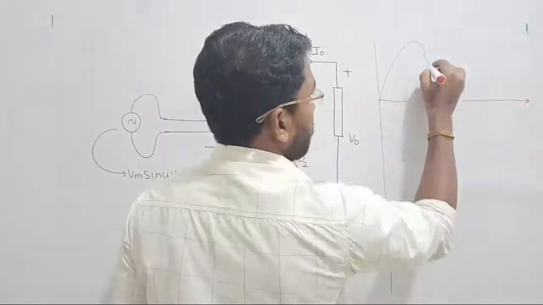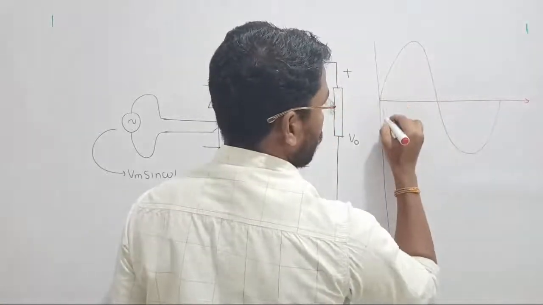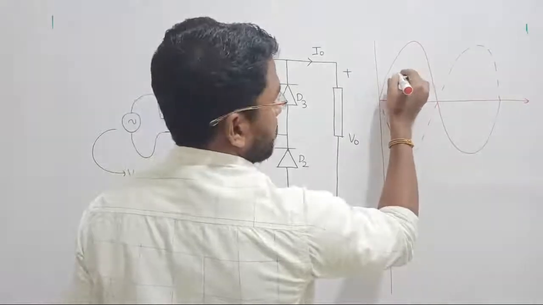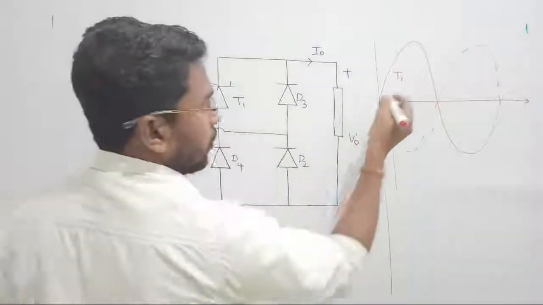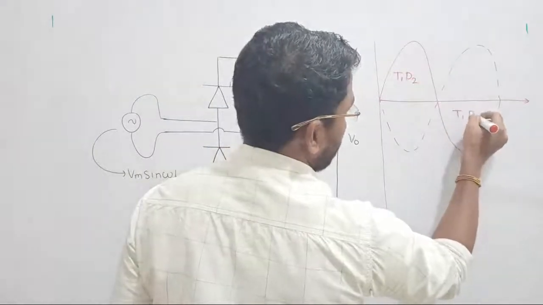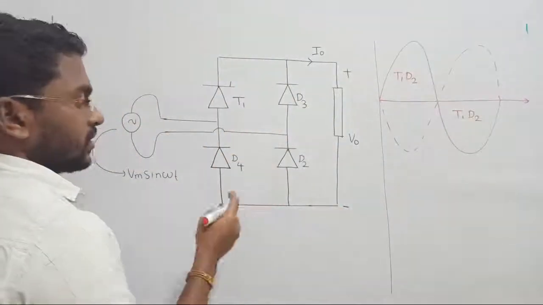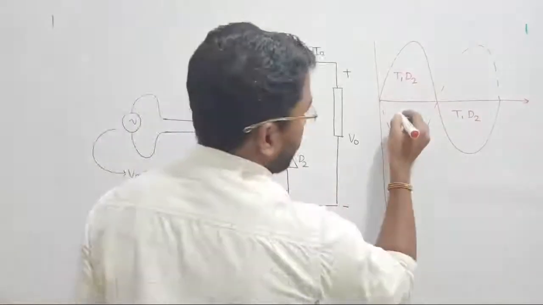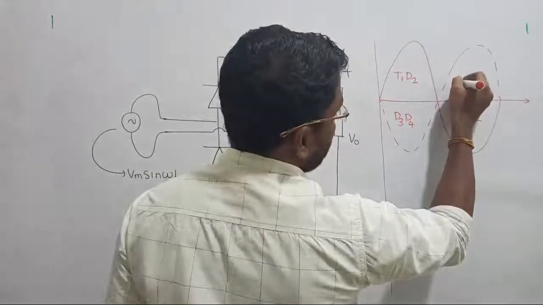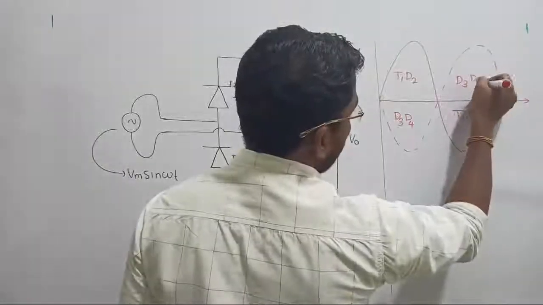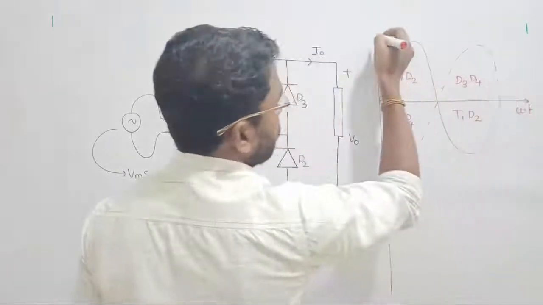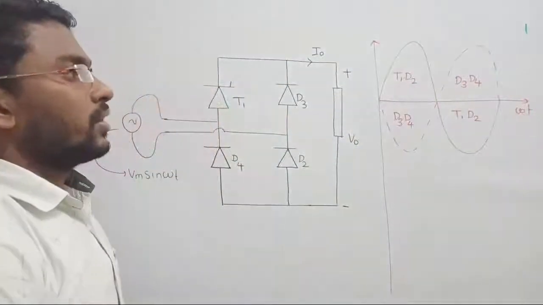Listen, from the input side we have to consider two types of circuit. This is thyristor T1, and diode D2 will take responsibility for the positive cycle, whereas in the opposite case D3 and D4 will take responsibility. Yes, this is the second one, right? Let us run this one. Yeah, let us consider this.